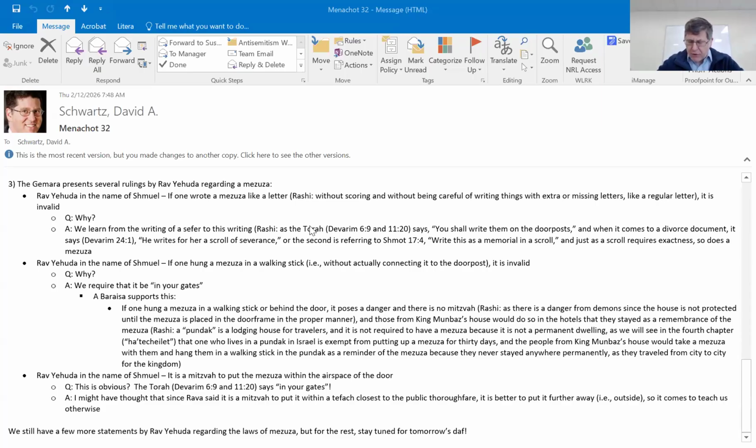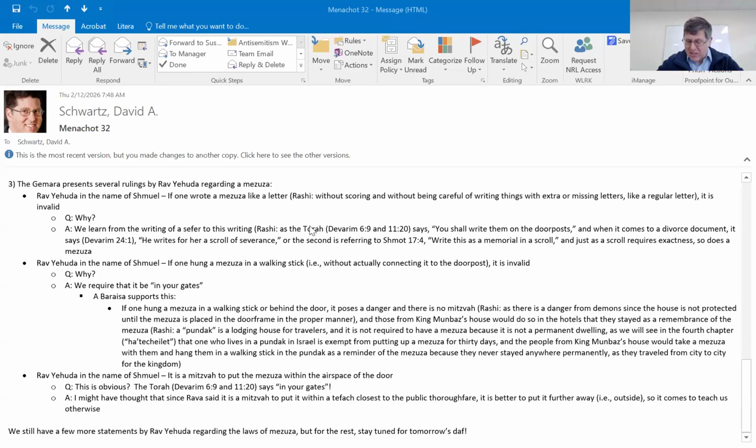Alternatively, the reference isn't to a get, but rather ksov zot zikaron b'sefer, where we are commanded to write this as a memorial in a scroll. This is at the end of Beshalach, when we're dealing with Amalek.